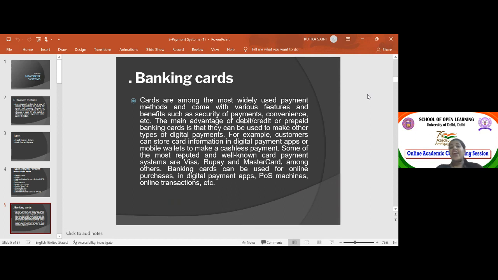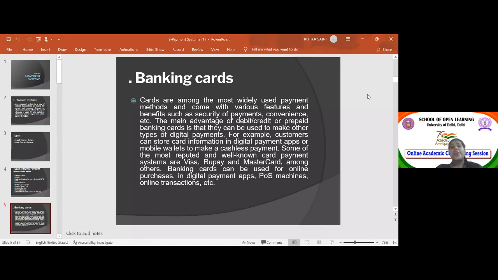At the same time, we have the convenience. You cannot have more than 10,000, 20,000 rupees in your wallet at one time. But through cards, you can have all the money that is there in your bank and you can make as much payment as you want. So it is convenient to use as well.